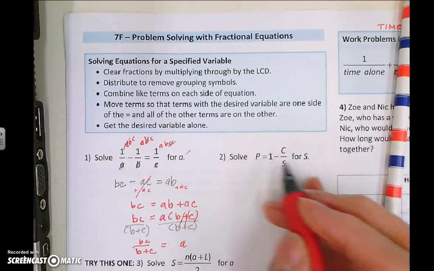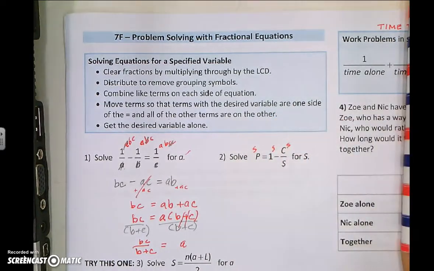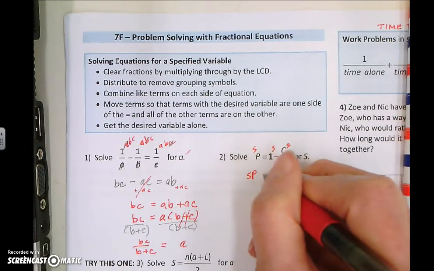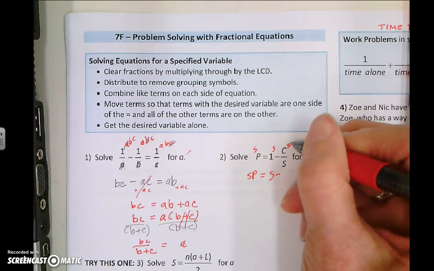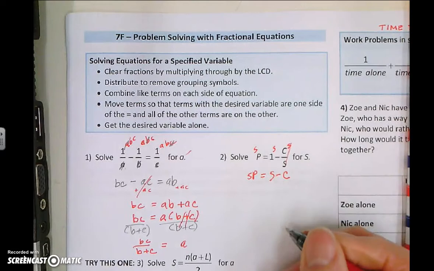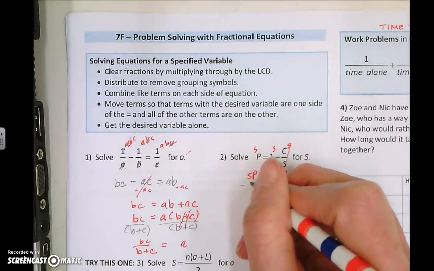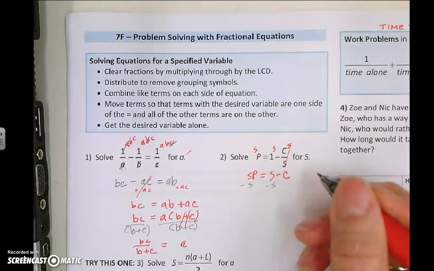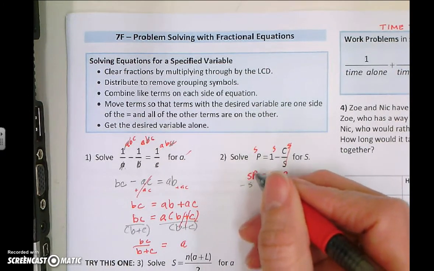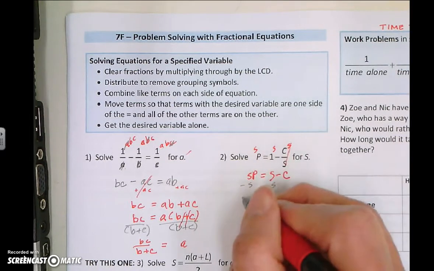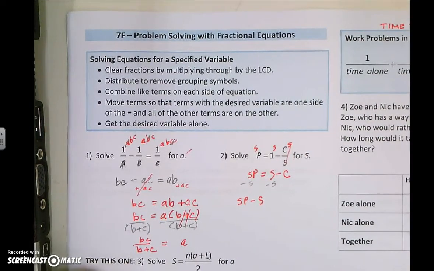Example 2, again, we want to get rid of our fractions, so we're going to multiply through every term by the S. So that will give me SP is equal to 1 times S, so that's S, minus, and then my S's cancel, C. So again, I want to get my S's on the same side, so I'm going to subtract that S, and that's going to leave me with, these don't subtract because they're not like terms. So I can only combine an SP with another SP. So this is going to look like this, SP minus S. So that might be something you want to take note of.